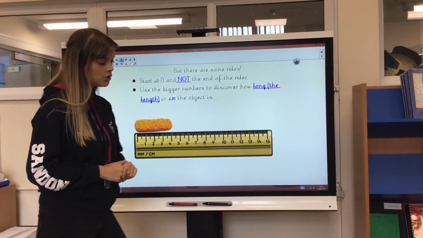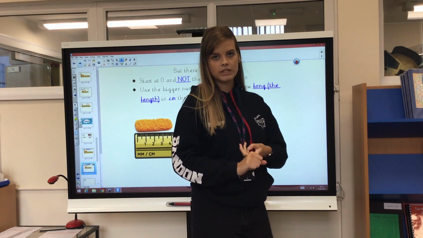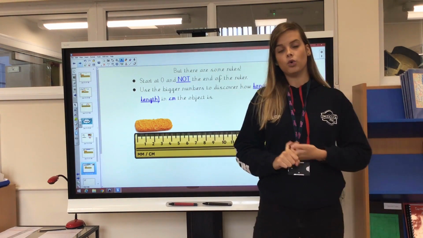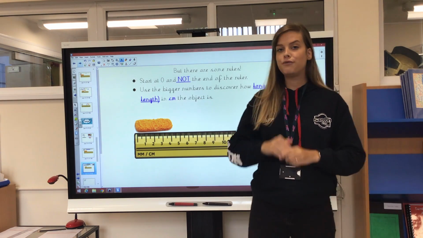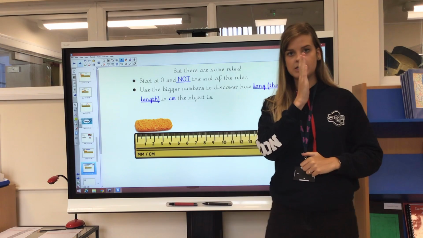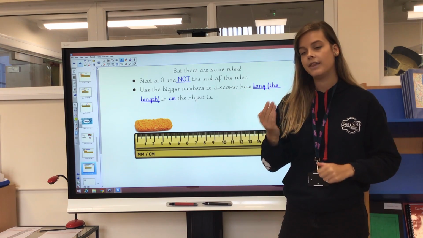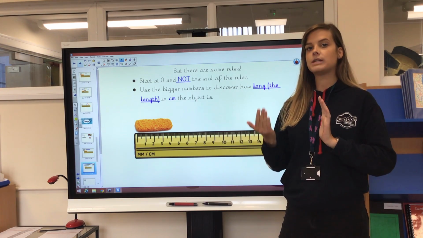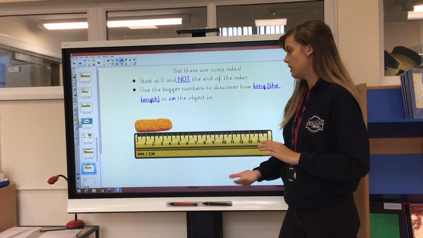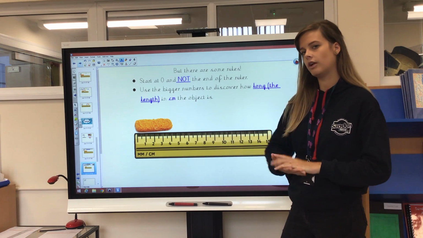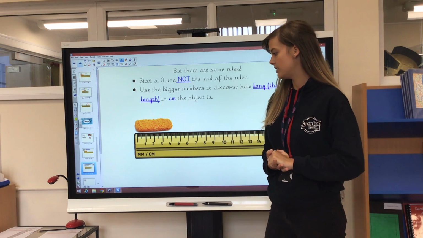Remembering our ruler rules, we always start at 0 centimetres, not the start of the ruler or the end of the ruler, and we always use the bigger numbers first to discover those centimetres, and if it's a little bit longer, then we can always count those millimetres after, using our points to show that it's a little bit longer than our number in centimetres.